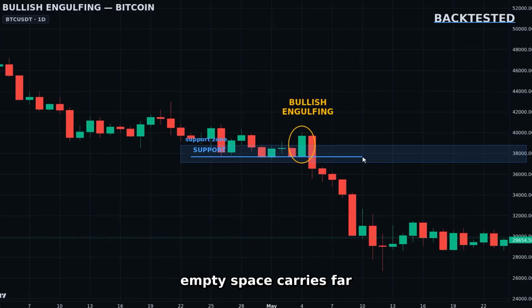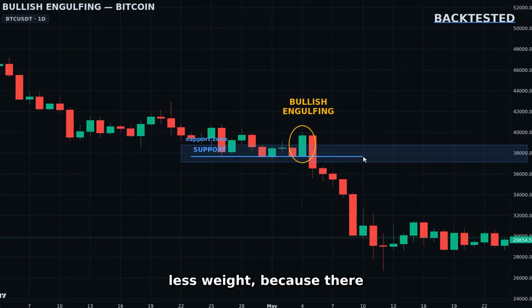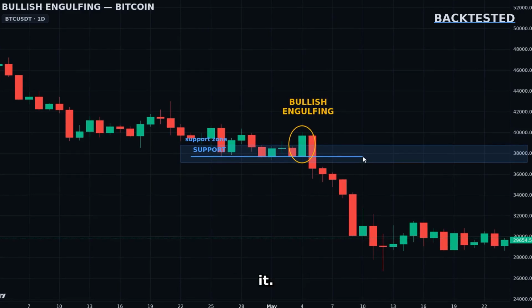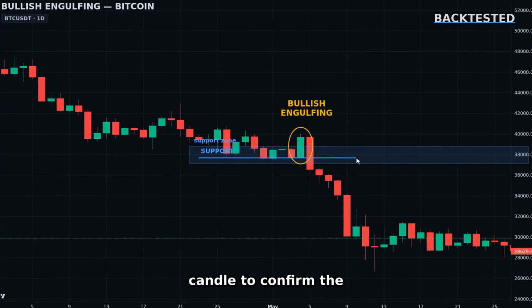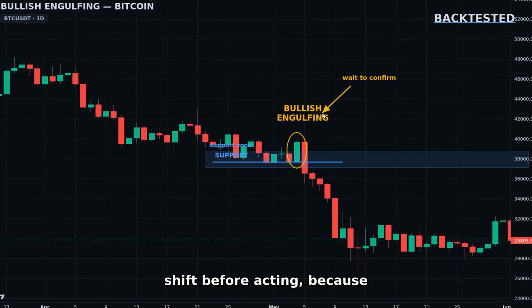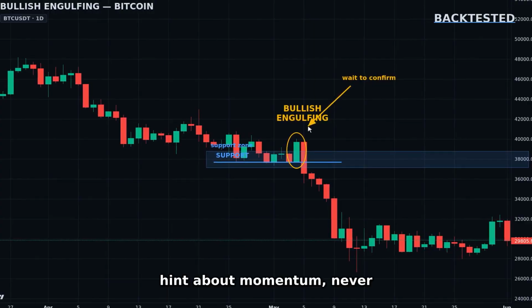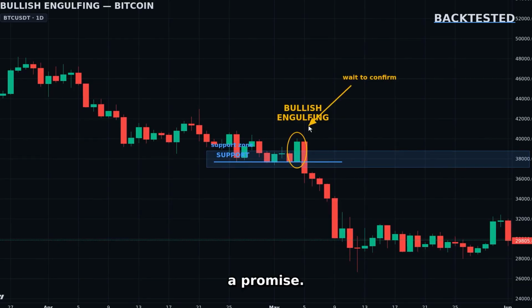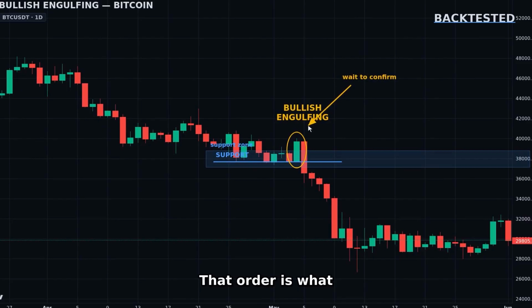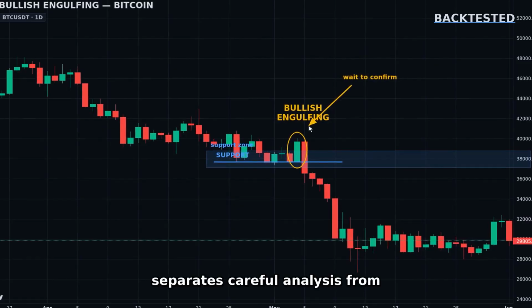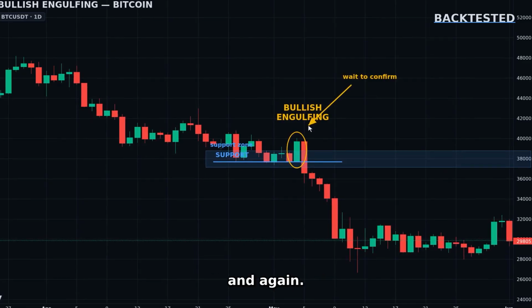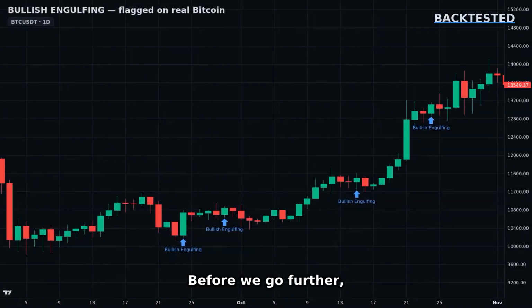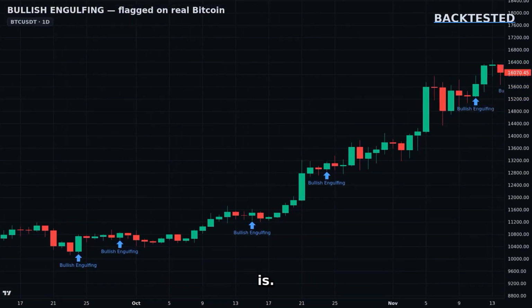The same shape in empty space carries far less weight because there is no history behind it. And even then, the honest move is to wait for the next candle to confirm the shift before acting, because a pattern is a hint about momentum, never a promise. Read the location first, the shape second. That order is what separates careful analysis from wishful thinking, and it is the habit we will return to again and again.